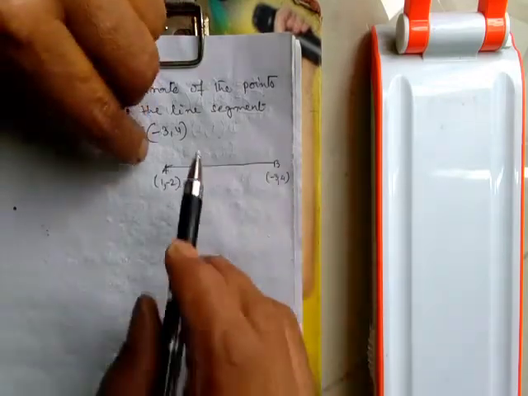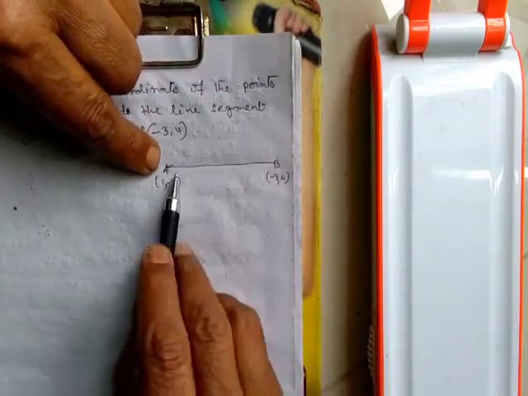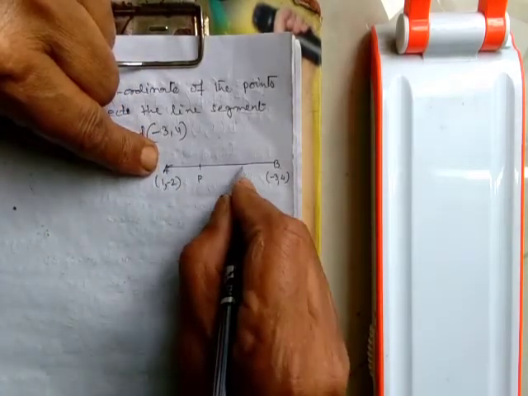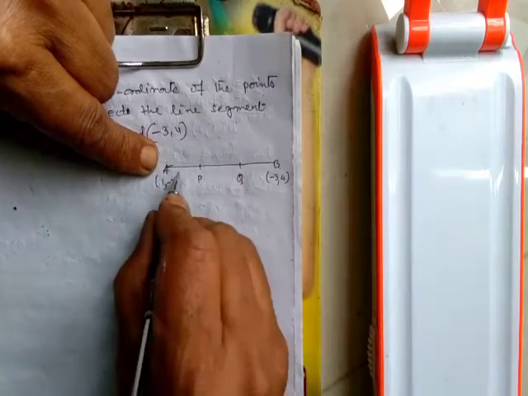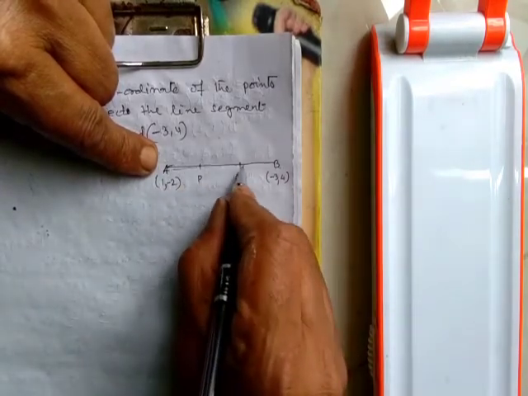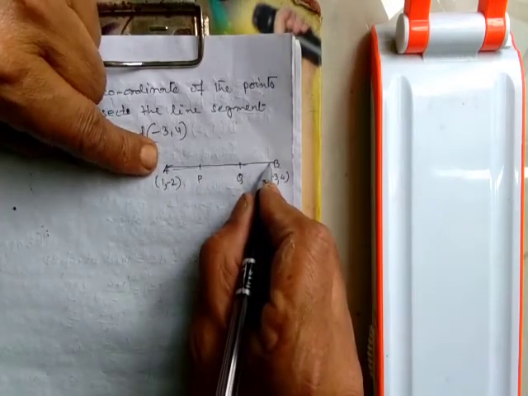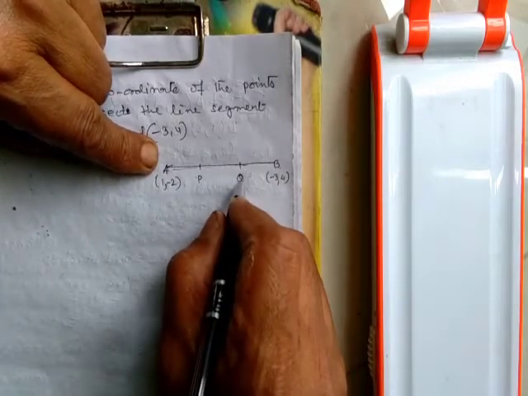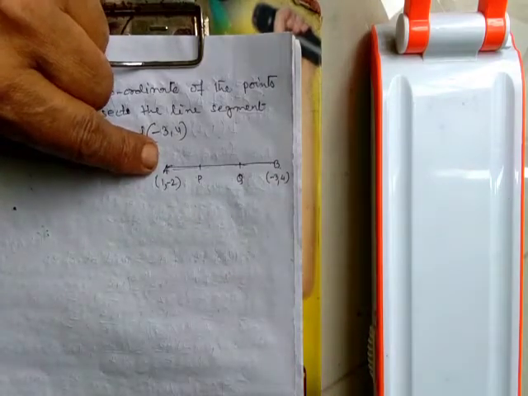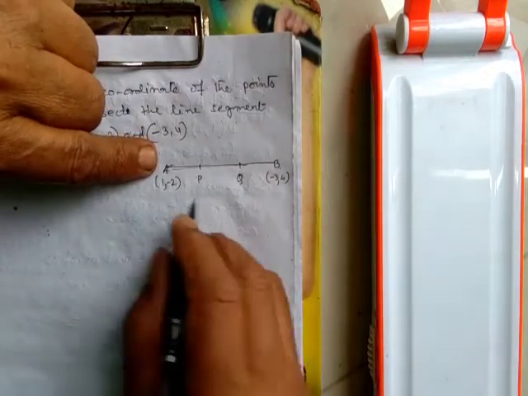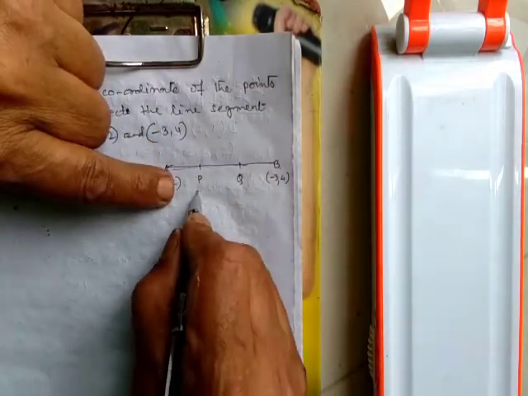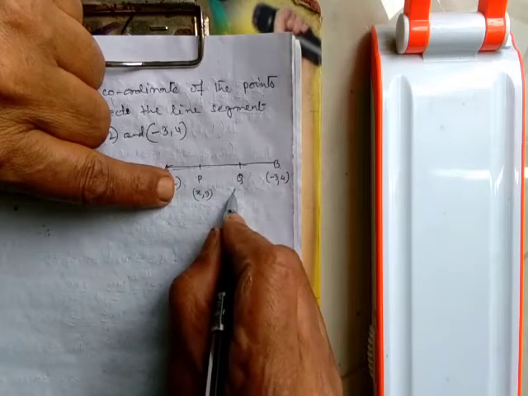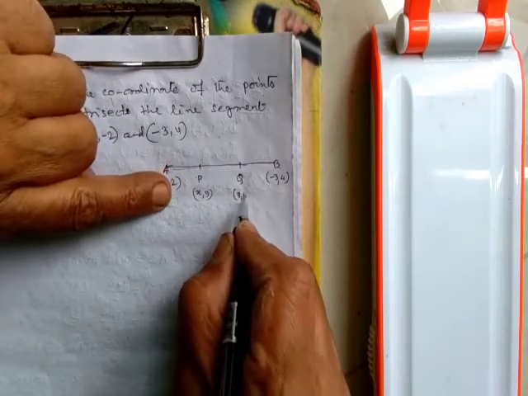And they are talking about trisecting. Trisecting means dividing this line segment into three equal parts. Suppose this is point P and this is point Q. Now see, this part is equal to this part is equal to this part. So this is having three parts. P and Q trisect this line. I am assuming that the coordinate of P is (x, y) and the coordinate of Q is (a, b).